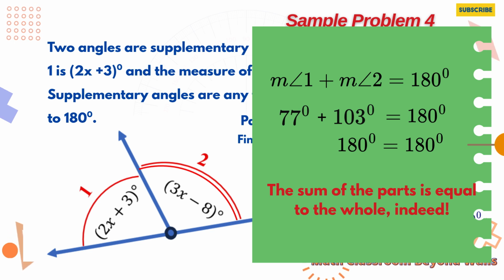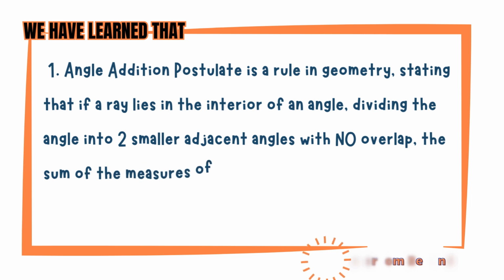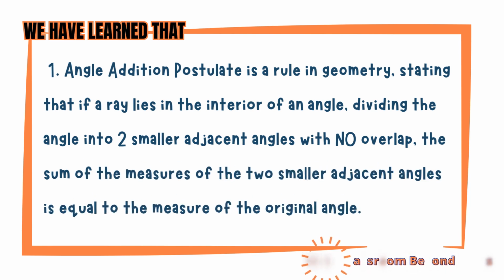I hope that you acquired lots of learnings in today's video. Let us summarize what we have learned today. We have learned that, first, angle addition postulate is a rule in geometry stating that if a ray lies in the interior of an angle, dividing the angle into two smaller adjacent angles with no overlap, the sum of the measures of the two smaller adjacent angles is equal to the measure of the original angle.